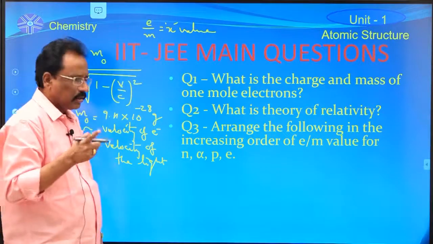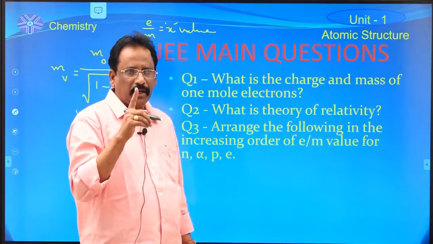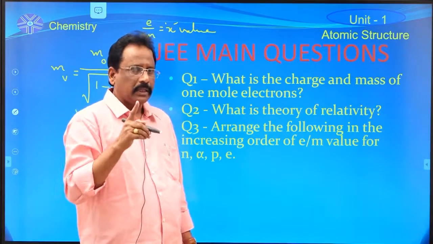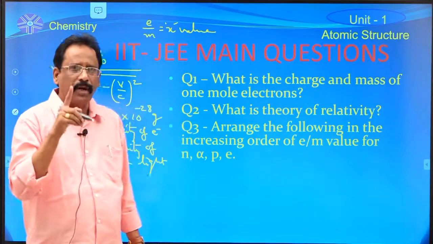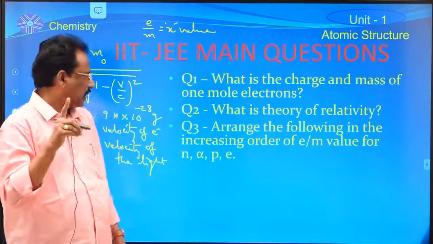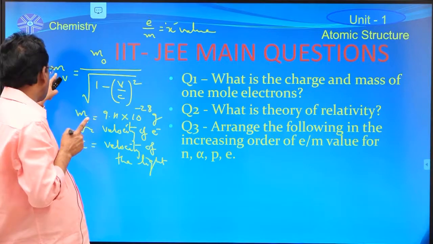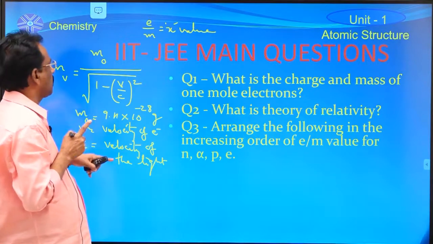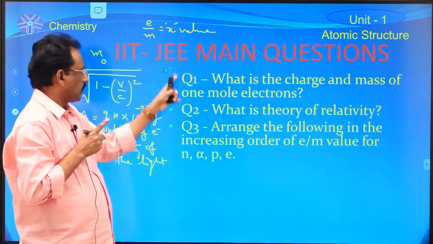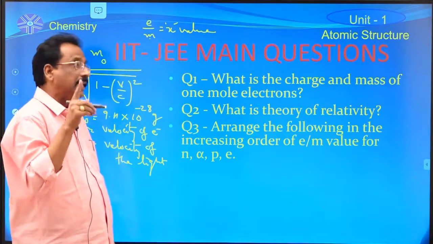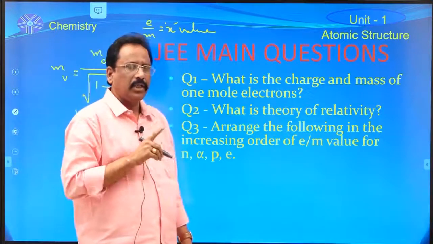So the very important point is, according to J.J. Thomson's experiment, the specific charge of the electron is uniform for all gases, but when the speed of the electron increases, the mass of the electron also increases. If the mass of the electron increases, the specific charge of the electron will decrease. That is the concept in theory of relativity.